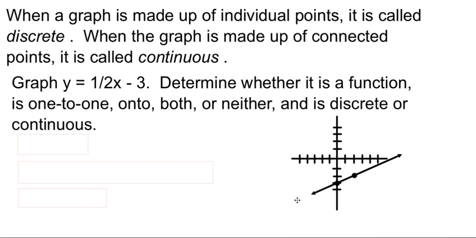Now, since this is a line and not just a series of dots that aren't connected, this is a continuous function. I can say that for sure. Nowhere do the x's get repeated. That is to say that at x equals negative 3, there's one answer. At x equals negative 2, there's one answer. At every x along the way, there's only one answer. So this is a function.